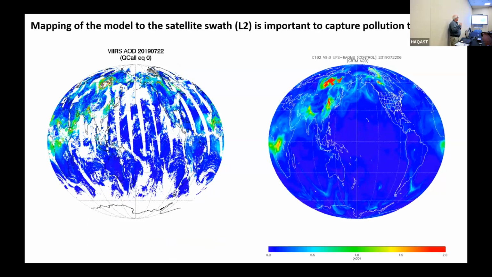The final thing I want to talk about is the need, again, to map to the level 2 swath data. This is a figure now on the same day. This is VIIRS aerosol optical depth. You can still see the enhancements in aerosol optical depth over Siberia. And this is the model output every 6 hours, showing the transport of these smoke plumes and the changes in emissions associated with smoke plumes that need to be captured. That variability on a daily scale needs to be captured to do a direct comparison with these measurements. So again, it's very important to look at the data from a swath perspective to capture pollution transport.